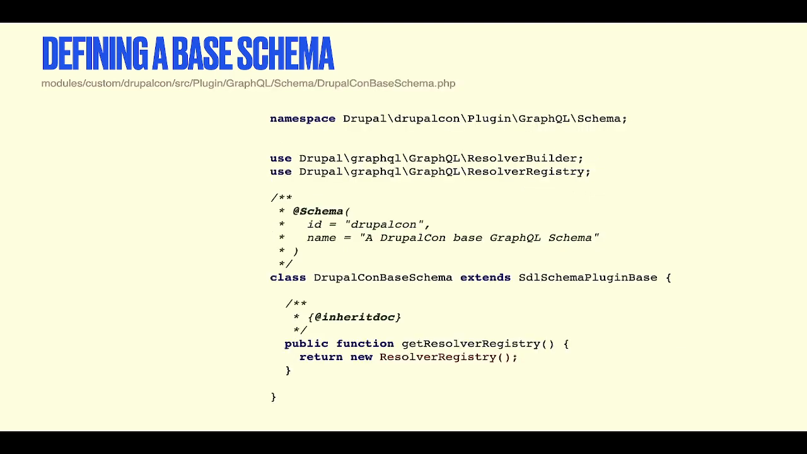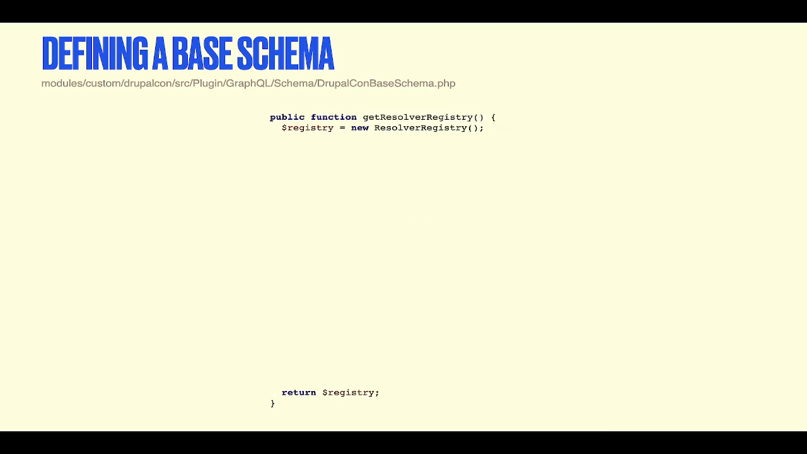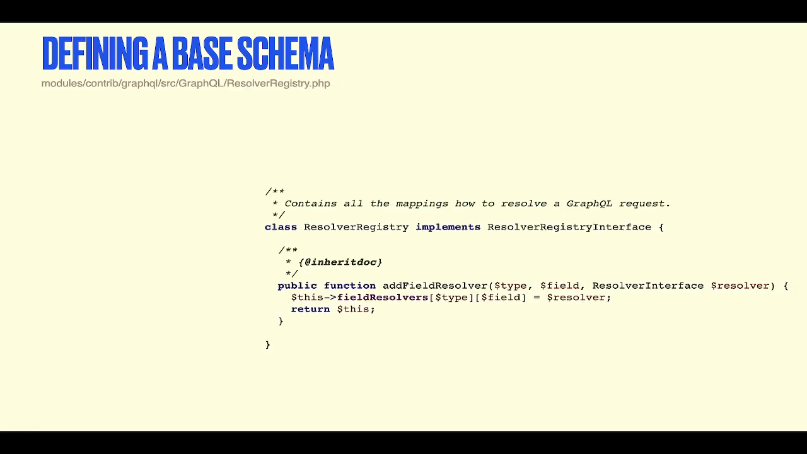With our schema defined, our module doesn't actually know yet how to get data for all of those fields when it gets a request. That's where this resolver registry comes in that we've defined earlier. So rather than returning it immediately, let's keep it around for a little bit and look at what we can do with it. If we look into the class itself, we'll see that there's actually one function that's very important to us, and that's the addFieldResolver function. As you can see, it takes some inputs and just stores those in an array.